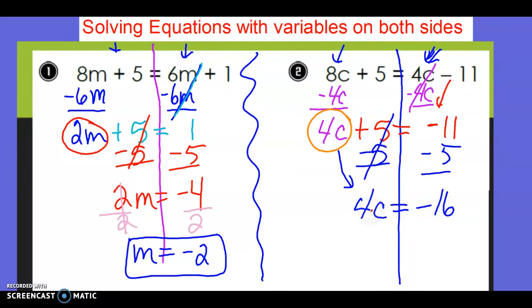Finally, to undo this 4 and c that are being times, I divide, and I'm going to divide by 4. These give me 1c, or c, and negative 16 divided by 4 would be negative 4. So that's the basic idea of how we solve equations with variables on both sides. Let's look at some other examples that might be just a little bit different.